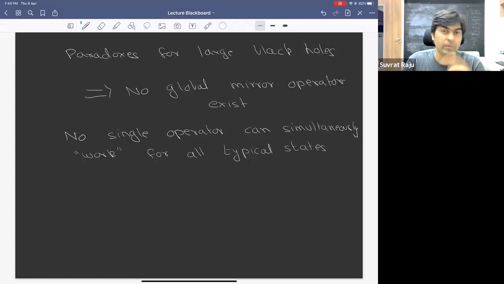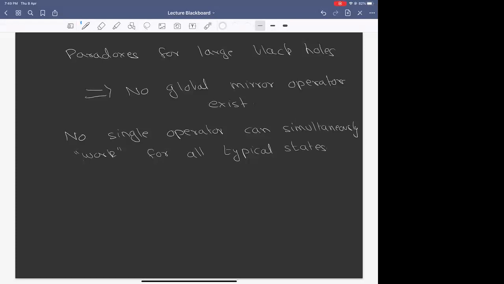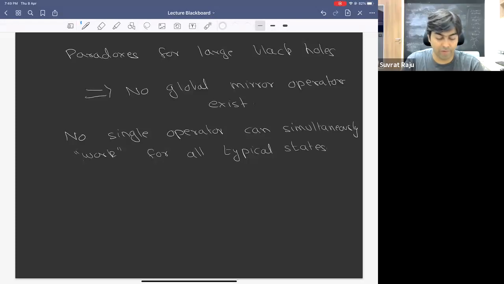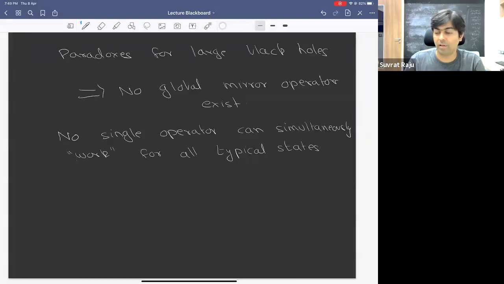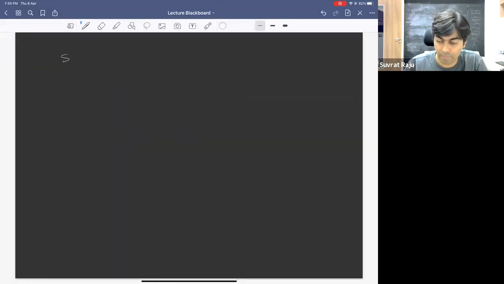Let me just say a few things, and maybe we can discuss again. Okay. So what do we do here? We have this conclusion. We have these mirror operators that work in some states, but we can't find something that works in all states. So we have a few things. We could say, well, typical states are firewalls, or the boundary doesn't describe the interior of typical states. But then, as we discussed, we would also run into trouble with the eternal black hole. And so there is another option, which is called state dependence.